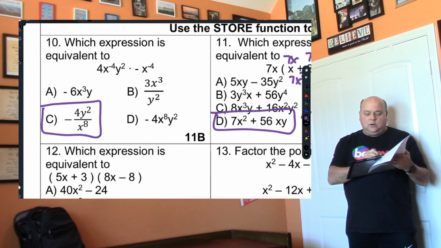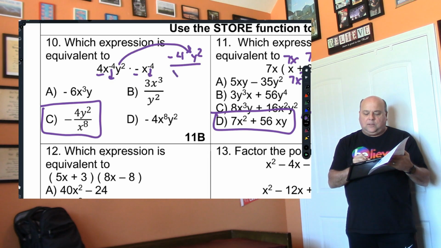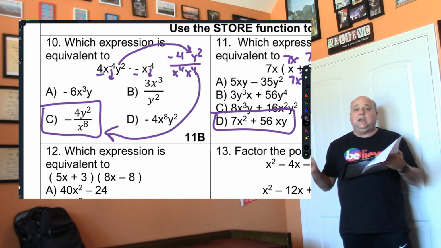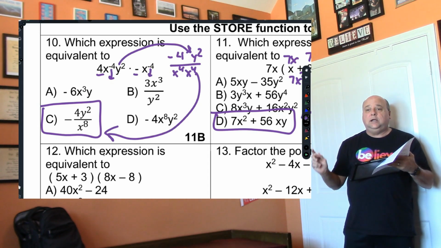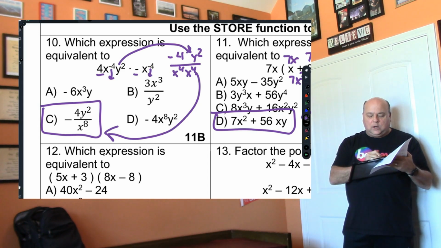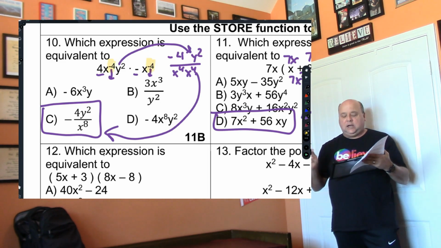On this one right here, we have a negative times a positive, so we have a negative 4. The y squared stays on top, and these two x's go to the bottom. You get x to the 4, which ends up with the x to the 8th. That's how that works, okay? But just type it into Store. I'll make these negatives bigger when you get this worksheet. These will be more noticeable that they're negative, okay?